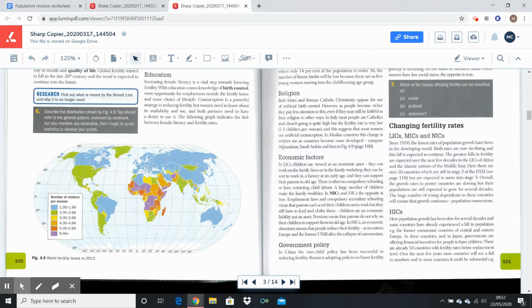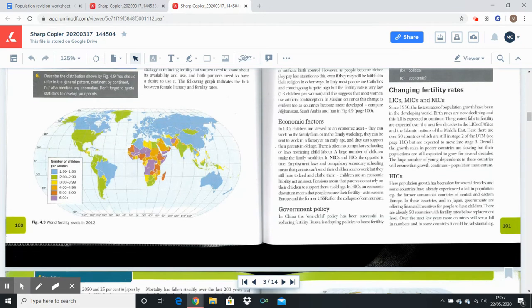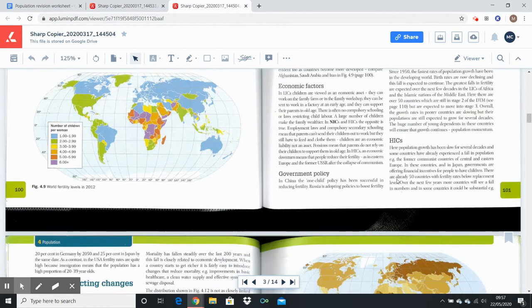LICs tend to have a really, really high fertility rate, but it tends to slowly decrease over time. That has a thing called population momentum, which it brings up again here. So it stays high for a good number of years. About 50 countries are at this stage at the moment. In HICs, where population growth has been slow for several decades, we tend to see a very low fertility rate and more aging populations, so the opposite, a sustained fall, the opposite of this population momentum.